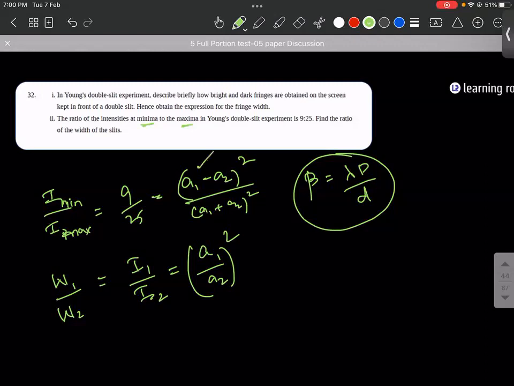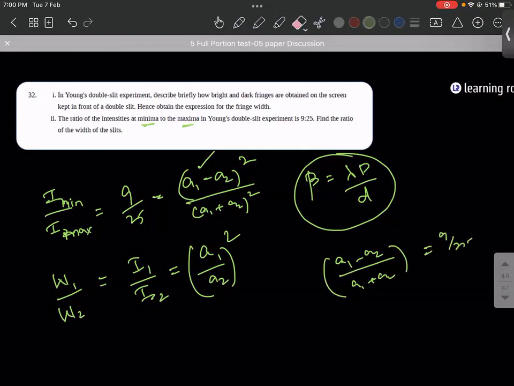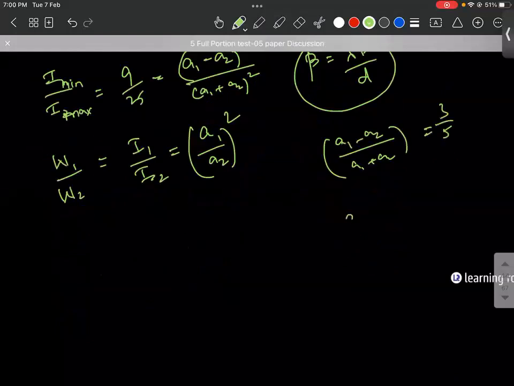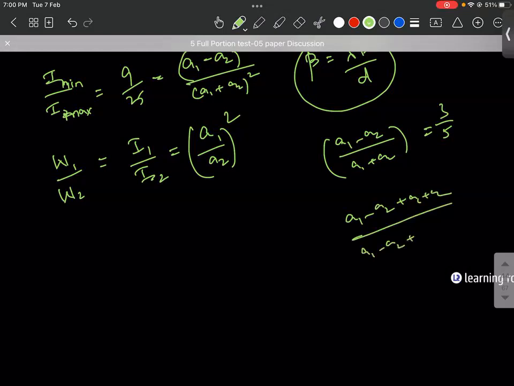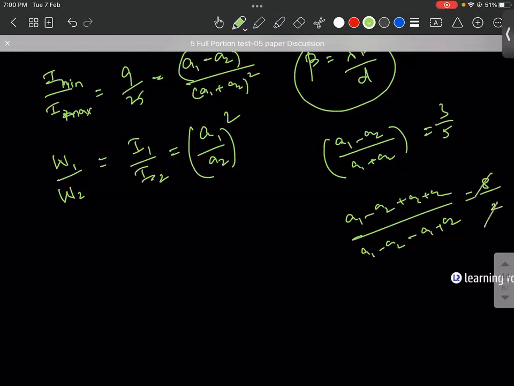So A1 squared by A2 squared, but here it is A1 minus A2 the whole square by A1 plus A2 the whole square. So A1 minus A2 by A1 plus A2 is 9/25. Sorry, 3/5. Okay, so A1 minus A2 plus A1 plus A2 by A1 plus A2 minus A1 plus A2 is equal to 8 divided by 2. It becomes 4.